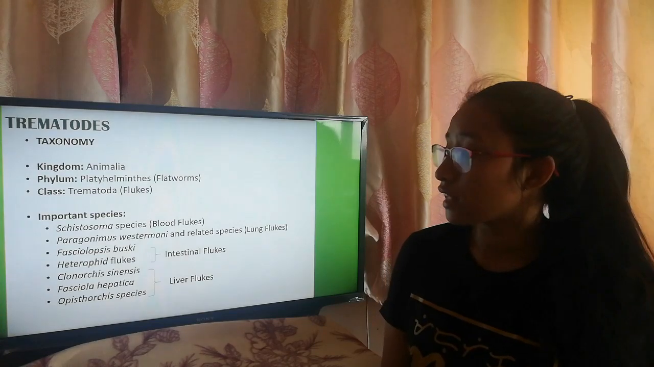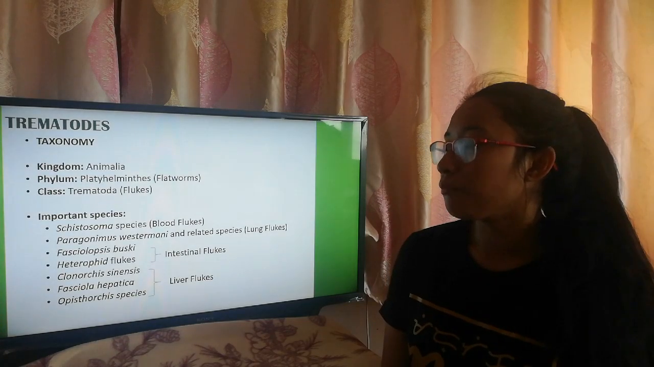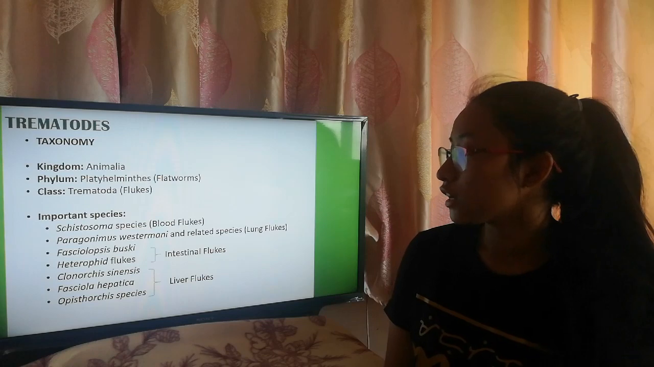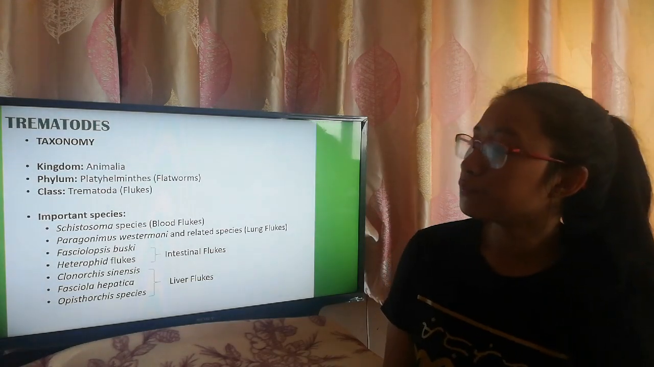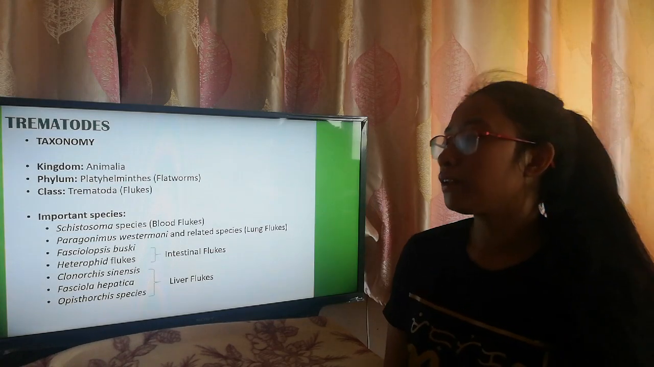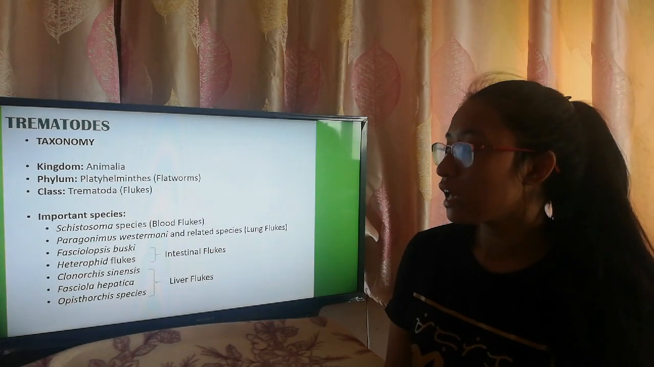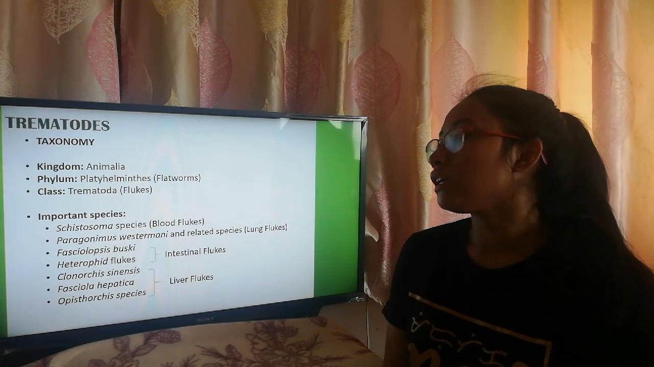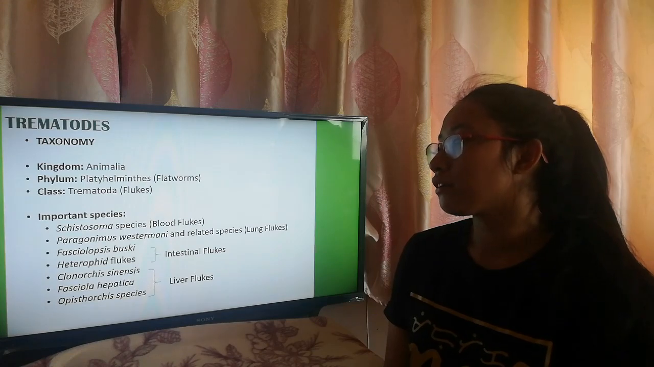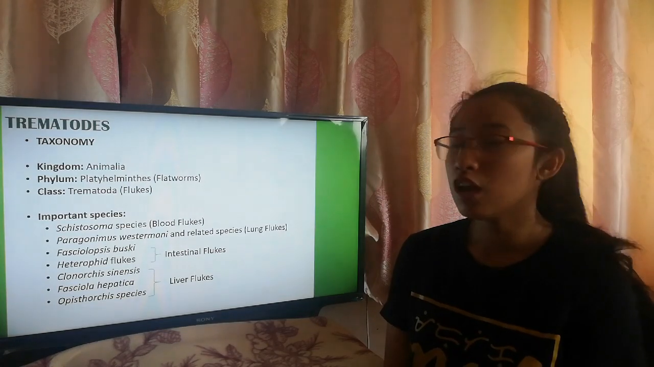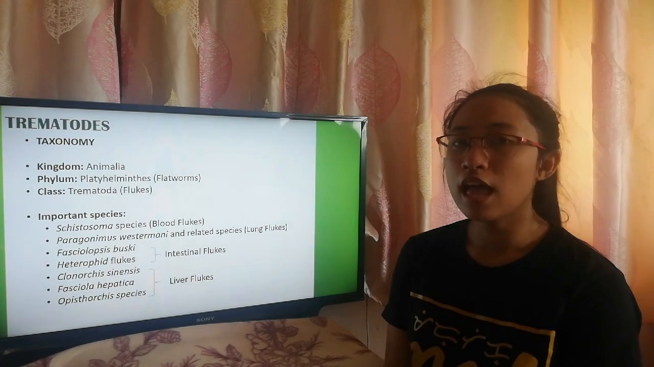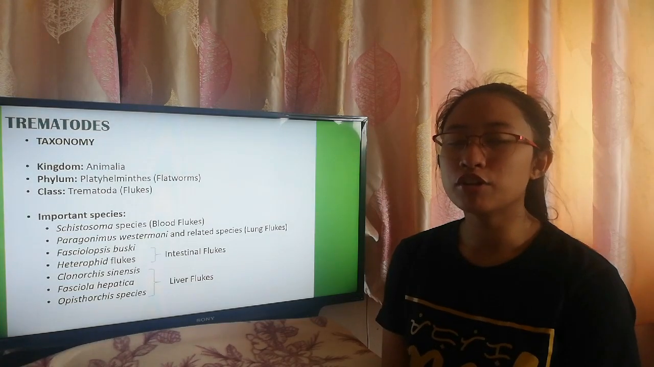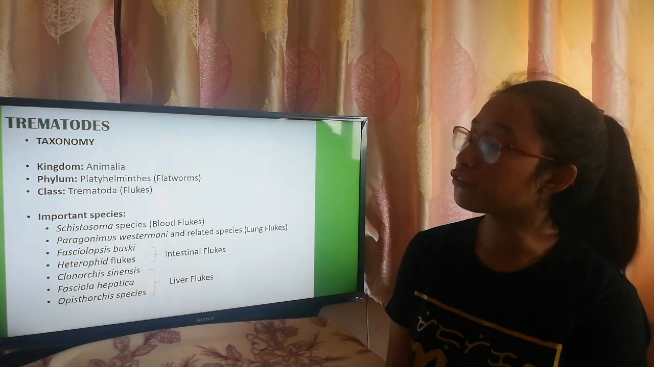They are categorized and named after which organ or organ system they invade. So we have the Schistosoma japonicum or the Schistosoma species as the blood flukes, the Paragonimus westermani and the related species are the lung flukes, the Fasciolopsis buski and Heterophyid flukes are the intestinal flukes, and the Clonorchis sinensis, the Fasciola hepatica and Opisthorchis species are the liver flukes.